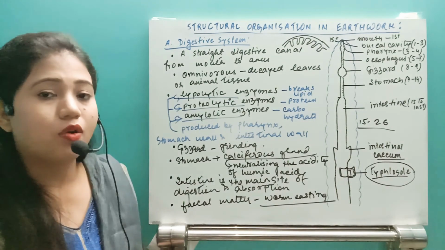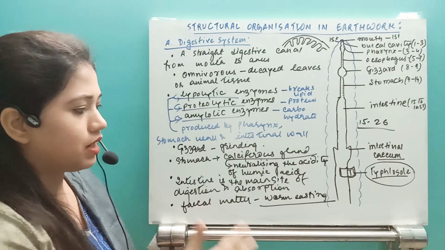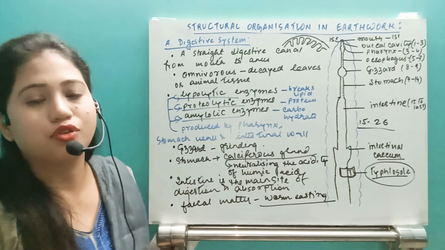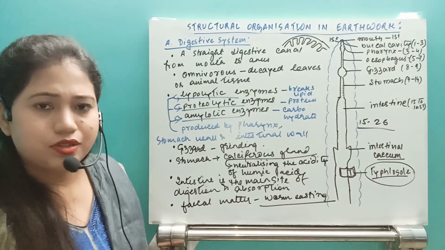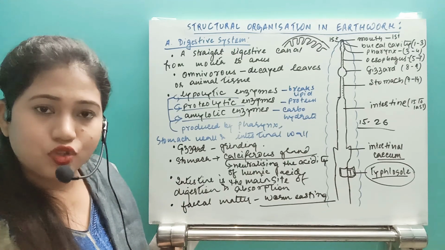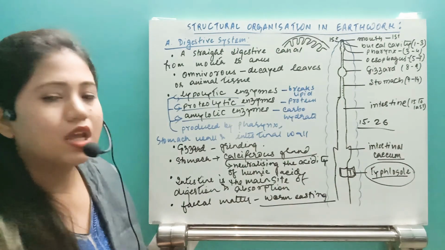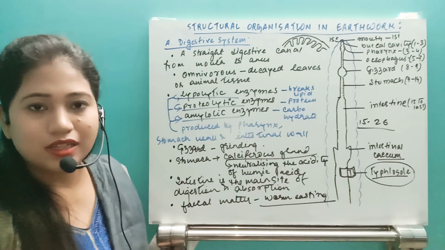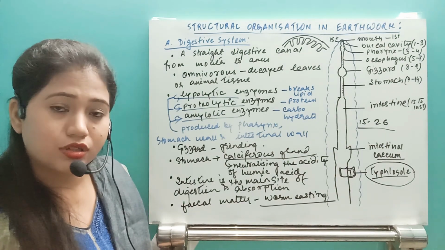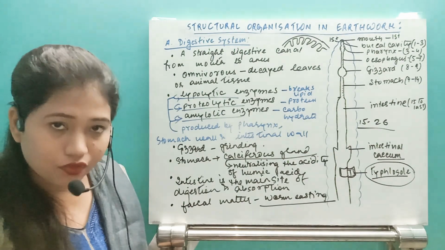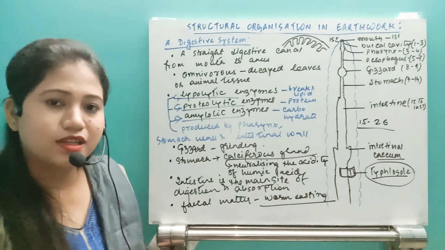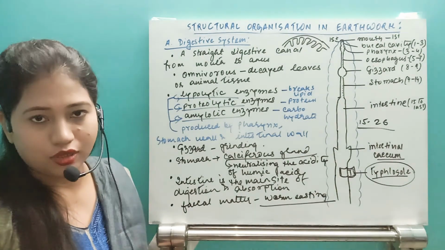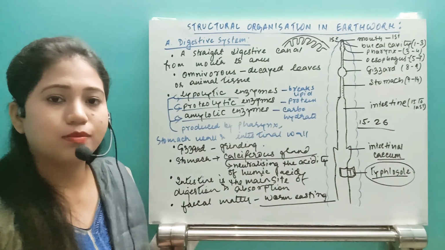So that is all about the digestive system. This way they release the waste product and the process of digestion completes. Whenever the food is absorbed from the typhlosolar region, the blood vessels take the nutrients in the simplest form, and from the blood vessel it goes to the different parts of the body, carrying the nutrients. So that's all about the digestive system.